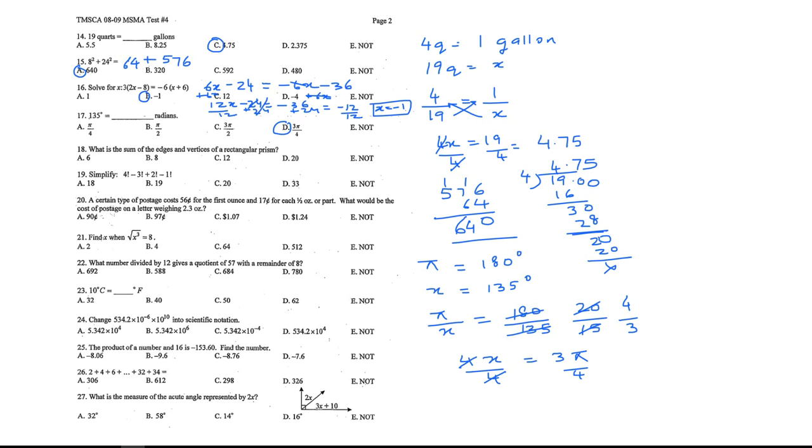Question 18. What is the sum of the edges and vertices of a rectangular prism? So a rectangular prism looks something like this.